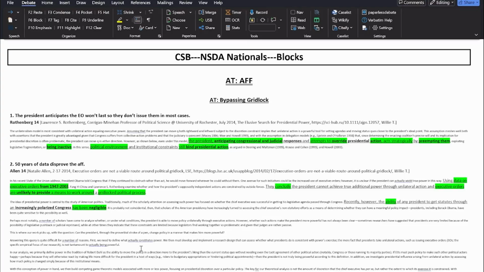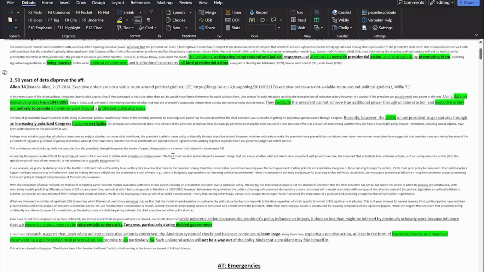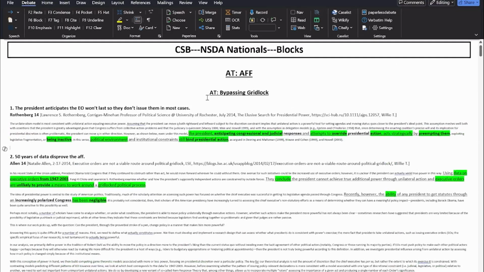Lastly, many of the blocks may go through the same theme, so make sure that you are diversifying your responses so your opponents aren't grouping your narrative easily, and that makes their life a lot easier and yours a lot harder. Now, for these individual arguments, some highlights to note are first on this gridlock argument.